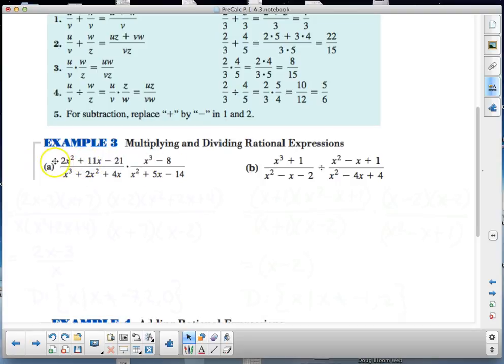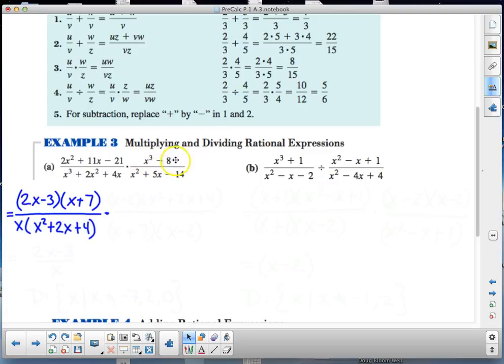Factor them. Just factor what you've got. So let's factor what we got. I got 2x minus 3 and x plus 7 on top. On the bottom, I can take out an x, so it's x times x squared plus 2x plus 4.